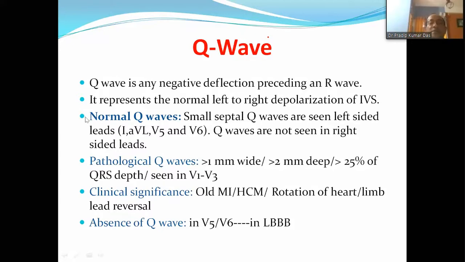Pathological Q waves are more than 1 millimeter deep, or more than 2 millimeters deep in the chest leads, or more than 25 percent of QRS depth, usually seen in V1 to V3. That is their clinical significance. As we know, pathologically it represents old MI and hypertrophic cardiomyopathy. Rotation of the heart can also be represented by Q waves. Limb lead reversal is another cause, and absence of Q wave in V5 and V6 is most commonly seen in left bundle branch block.